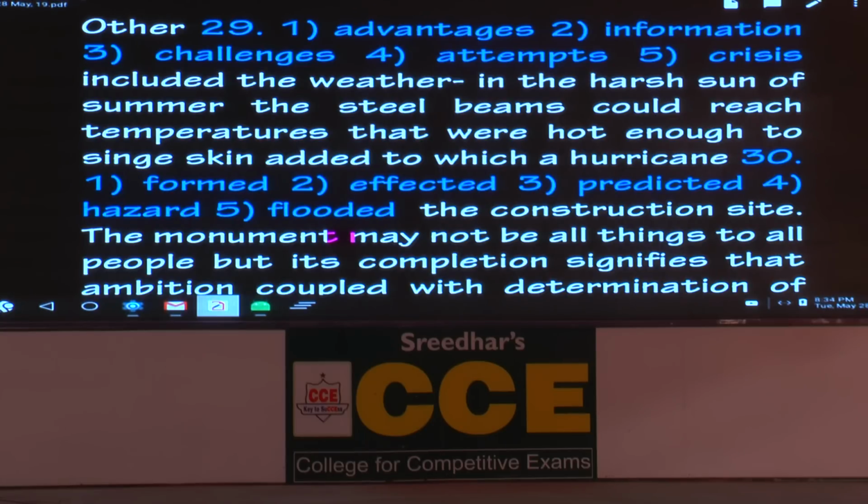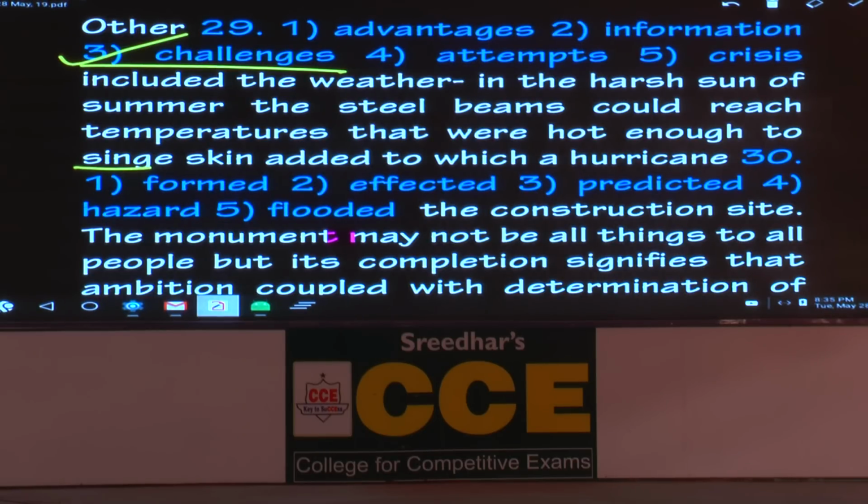Crisis, no. What is the plural of crisis? Crises. Here it should be in the plural form. And what is the right word? Other challenges. What are the other challenges that delayed the project? Other challenges included the weather. In the harsh sun of summer, the steel beams could reach temperatures that were hot enough to singe skin. Singe means burn skin. Added to which a hurricane.